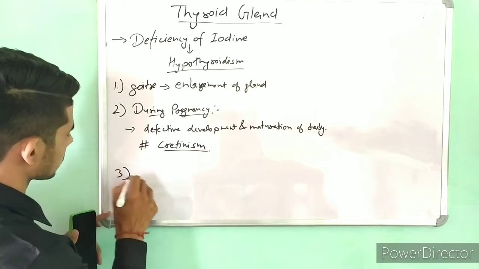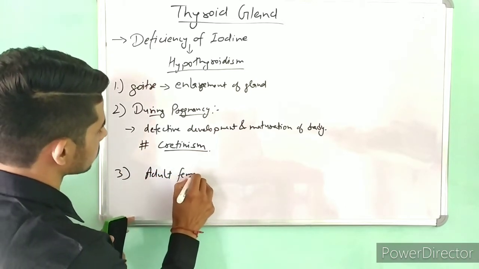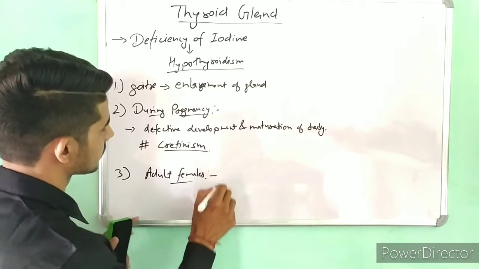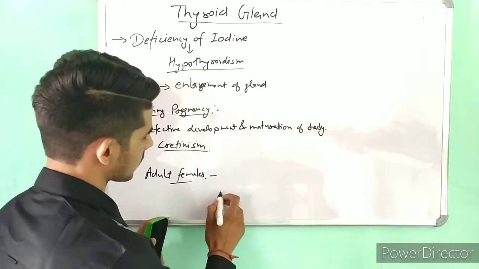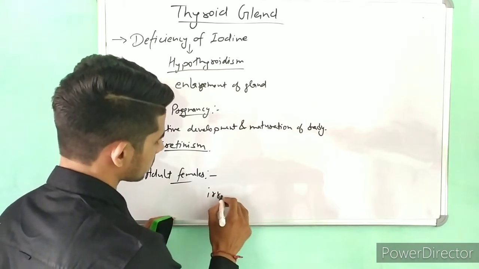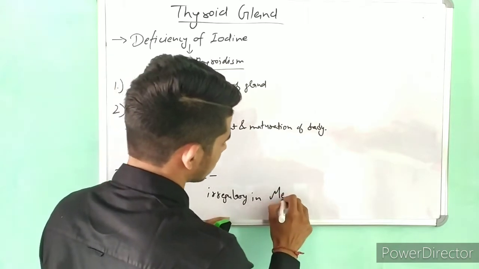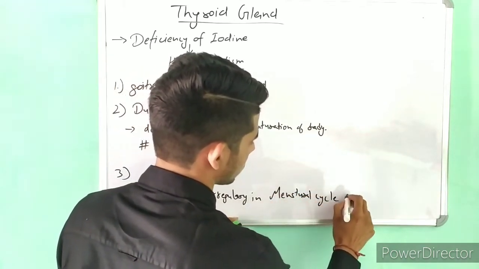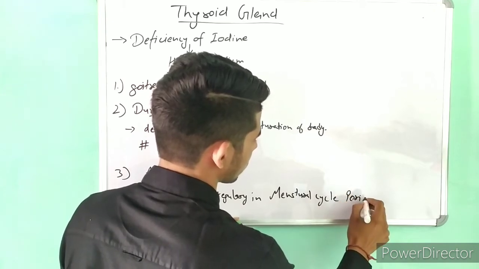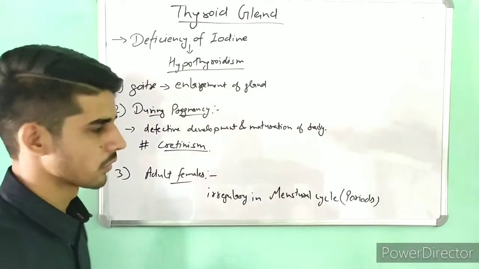And the third condition is in adult females. In adult females, due to hypothyroidism, there is irregularity in the menstrual cycle. Menstrual cycle means periods. So these are the cases due to hypothyroidism.